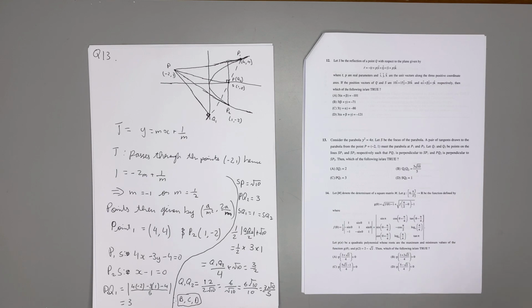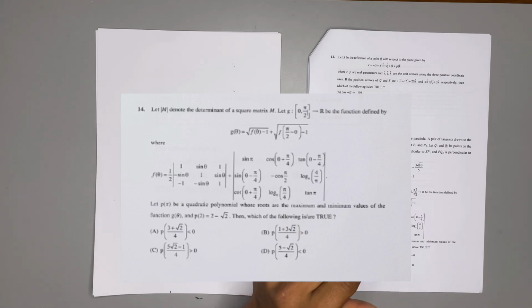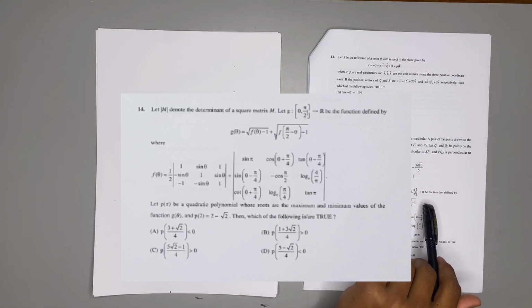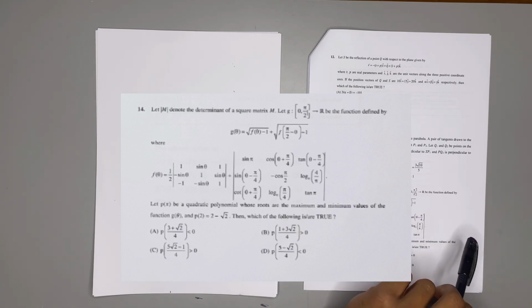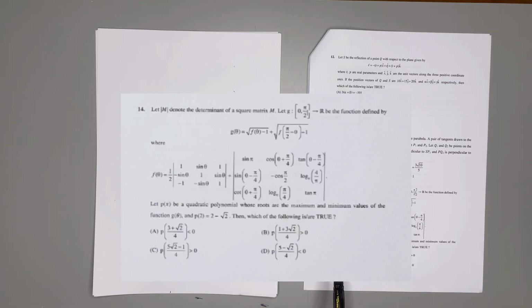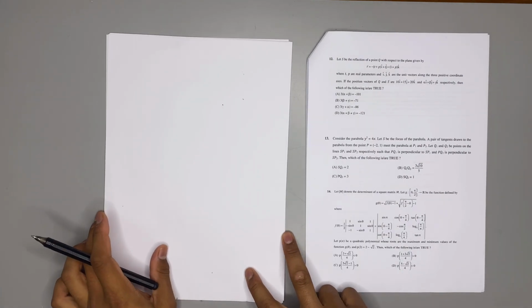Question 13 done. Let's go to question 14 now. Question 14. Let the magnitude of M denote the determinant of a square matrix M. Let g from 0 to pi by 2 to the real numbers be the function defined by g of theta equals square root of f theta minus 1 plus square root of f of pi upon 2 minus theta minus 1, where f theta equals a 2 by 2 matrix. Let P of x be a quadratic polynomial whose roots are the maximum and minimum values of the function g theta, and P of 2 equals 2 minus root 2. Then, which of the following is/are true?